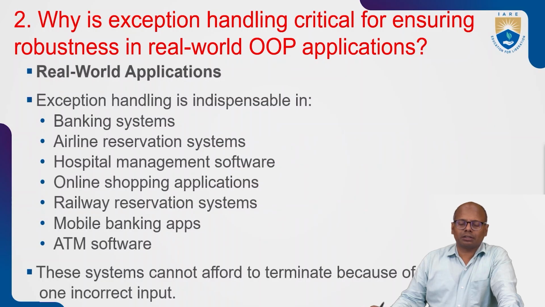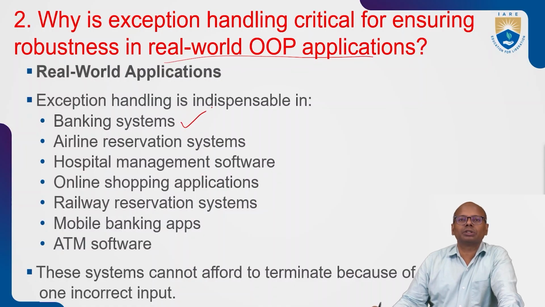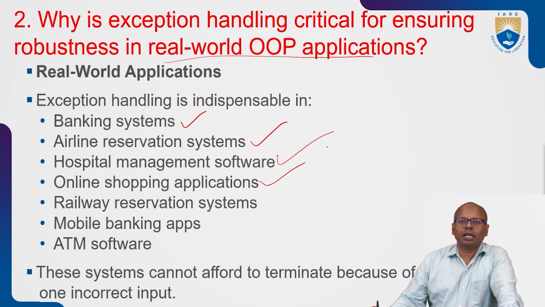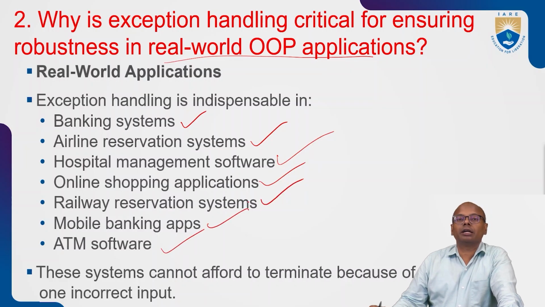Now for real world applications, we can see examples like banking systems, very huge systems, and airline reservation systems. These days hospital management software is also becoming very complex, and online shopping applications are especially becoming very complex, along with railway reservation systems, mobile banking apps, and ATM software systems. All these are examples of real world applications.